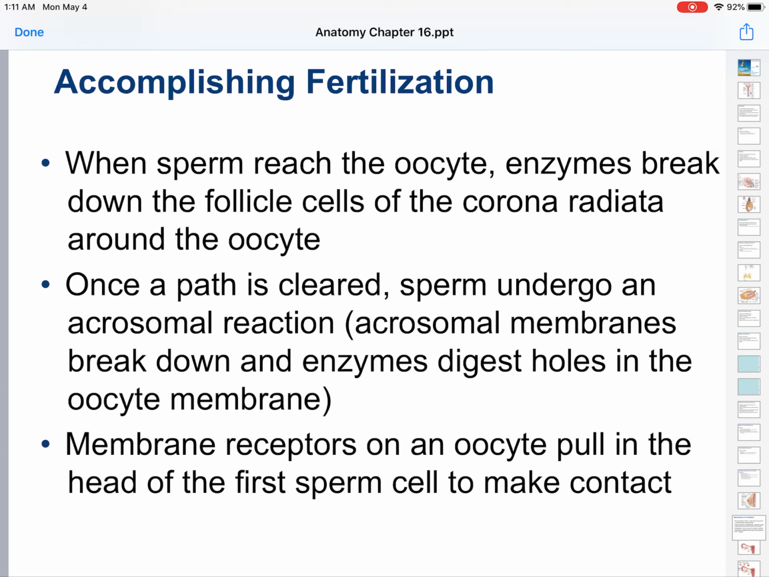Once that path is cleared, sperm undergo an acrosomal reaction, which is the membranes break down and the enzymes digest holes in the oocyte membrane. The membrane receptors on an oocyte pull in the head of the first sperm cell to make contact. Once that first sperm cell makes it in, the egg takes further actions to make sure that no other sperm are able to make it.